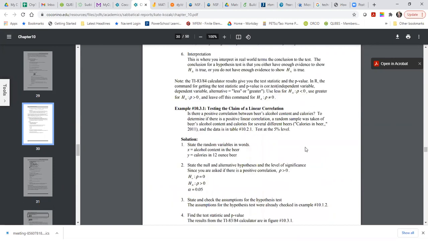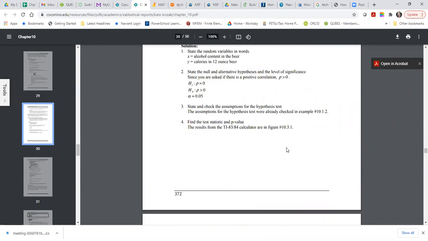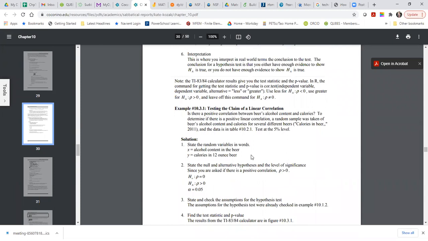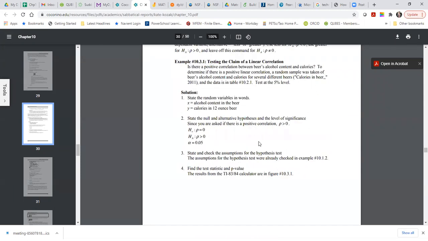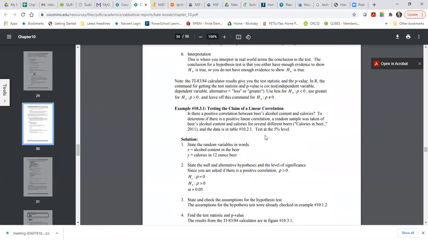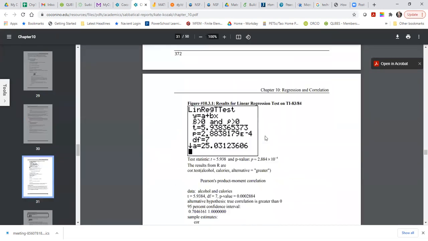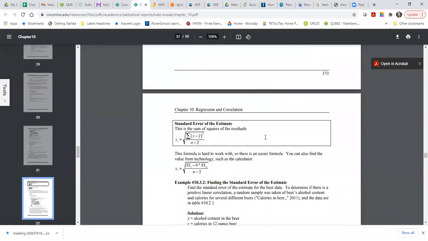Yeah, so this is an example of how to do the hypothesis test for the correlation and regression. Yeah, I will show you this in the next step. And this is what we call the standard error estimate.